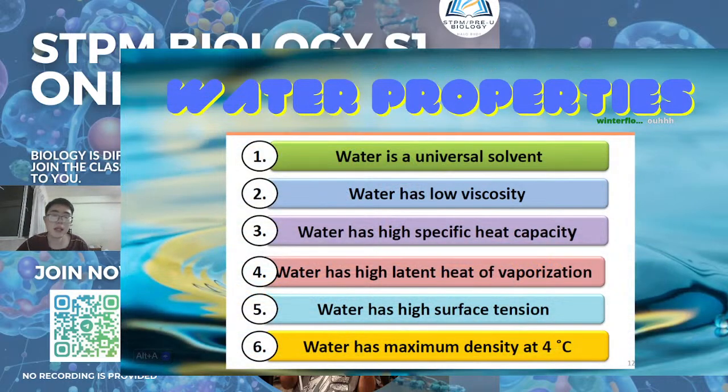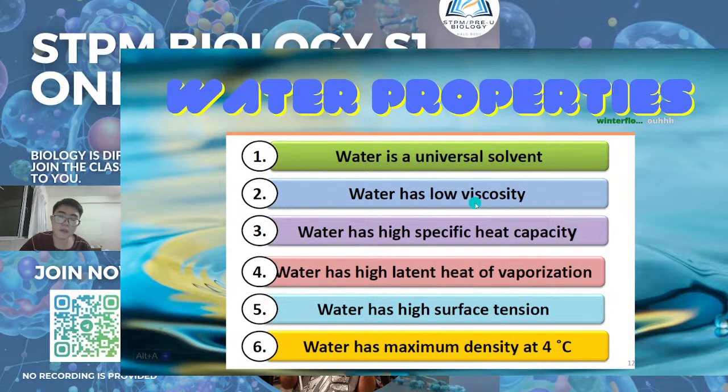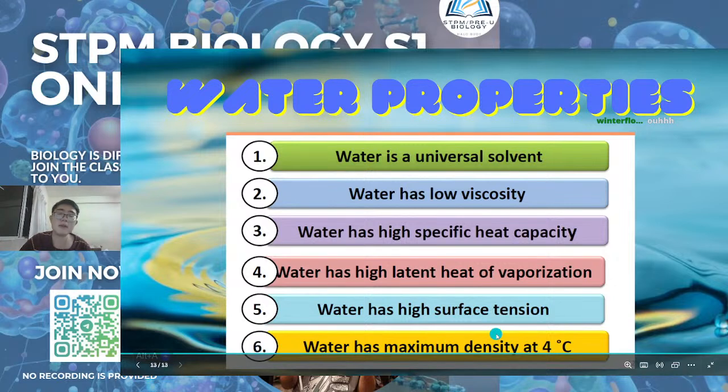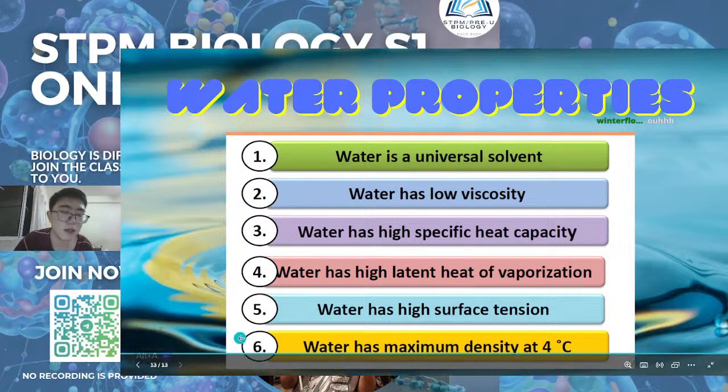Okay, so that's all for the properties of water. Water has 6 properties: universal solvent, low viscosity, high specific heat capacity, high latent heat of vaporization, high surface tension, and maximum density at 4 degrees Celsius. So actually, all these 6 properties you have to know. Although in examinations so far they have not come out yet, in the syllabus you have to know. Okay, so that's all for water.